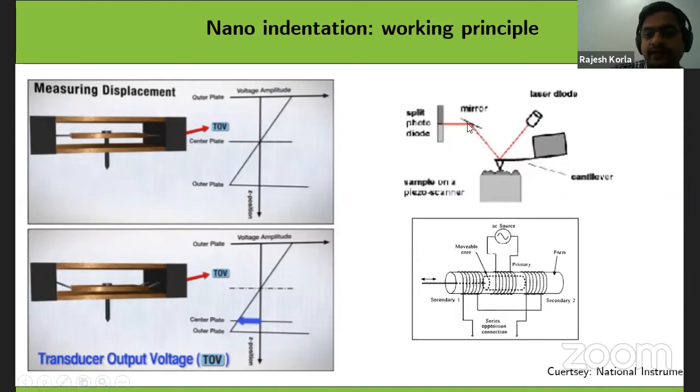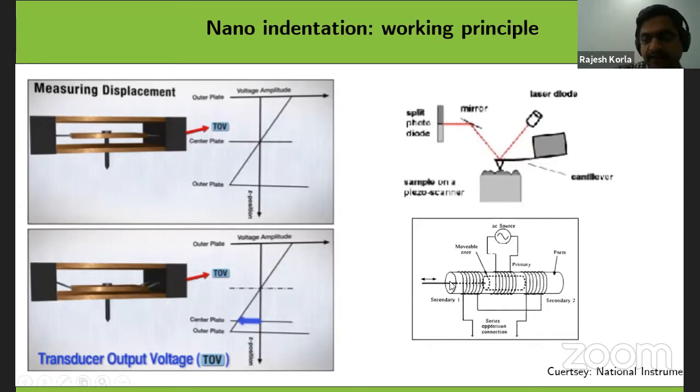And this is reflecting off the mirror and then forming the scale. When the tip is moving, the reflection displacement will change. From there, you calculate how much this will move up and down. This is a technique people use even in AFM in the contact mode. The LVDT is also used to measure the displacement of the tip, because you need two outputs. One is load and the other is displacement of the tip in the downward direction.